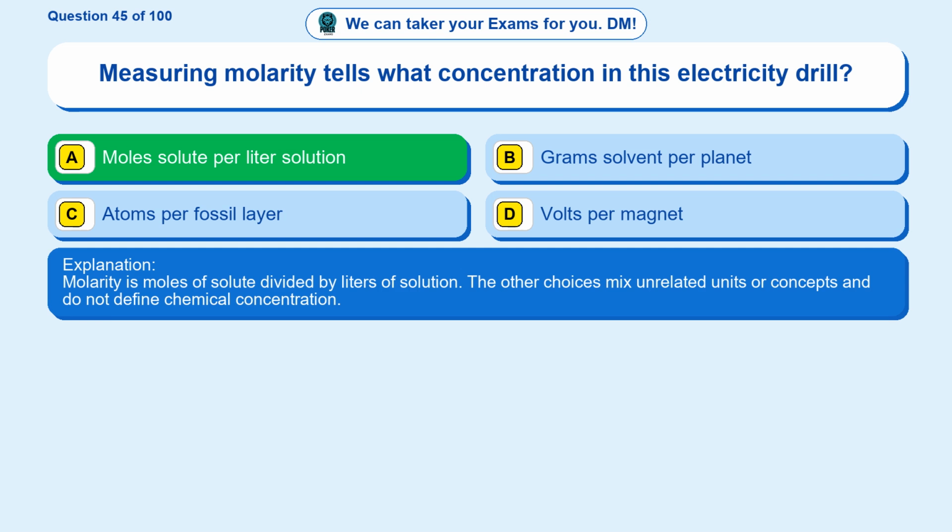Molarity is moles of solute divided by liters of solution. The other choices mix unrelated units or concepts and do not define chemical concentration.